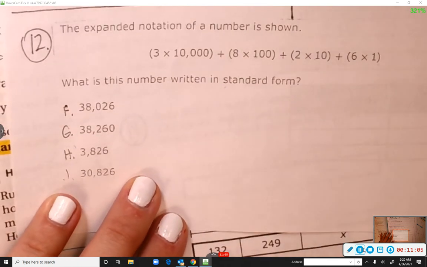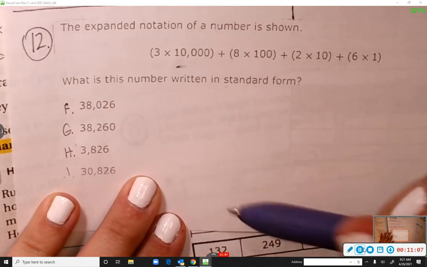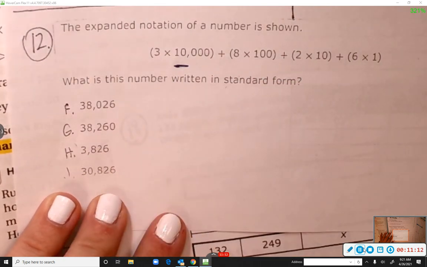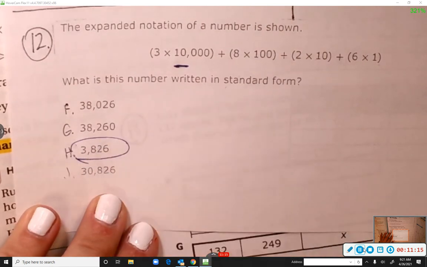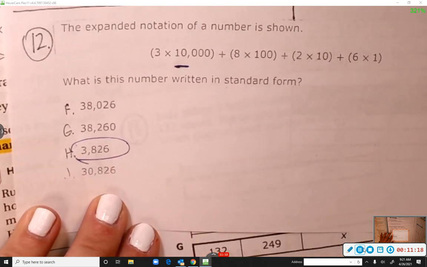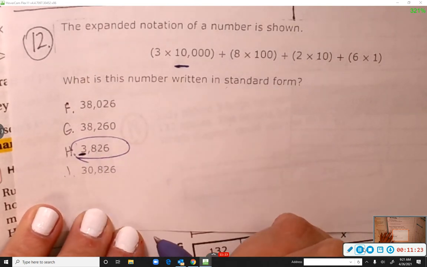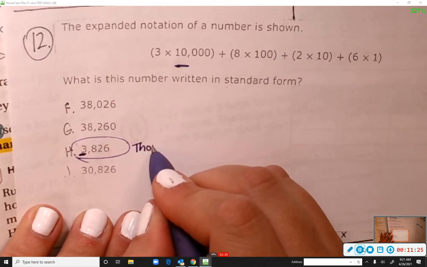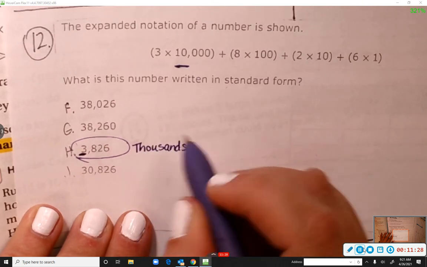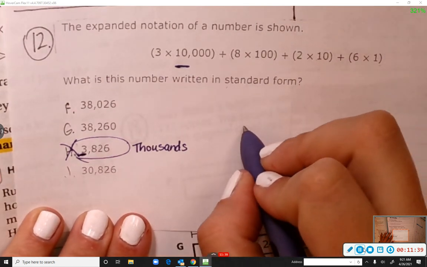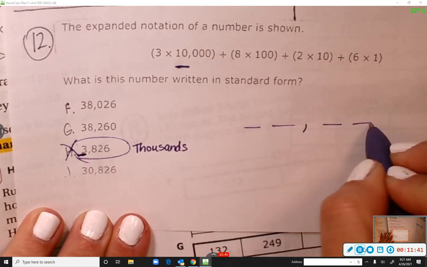Expanded notation. 3 times 10,000 means the 3 goes in the 10,000s place. So the one that we all wanted to pick was this one. And that should have been the first one we eliminated because the 3 here is not in the 10,000s place. Where is it? It's in the thousands place. That was the only one that you could have eliminated right off the bat. Instead, that's the one we wanted to pick.